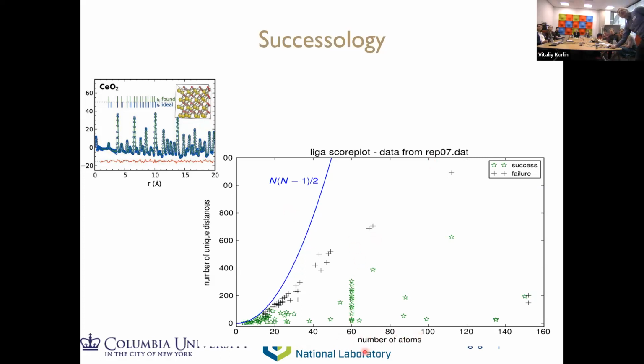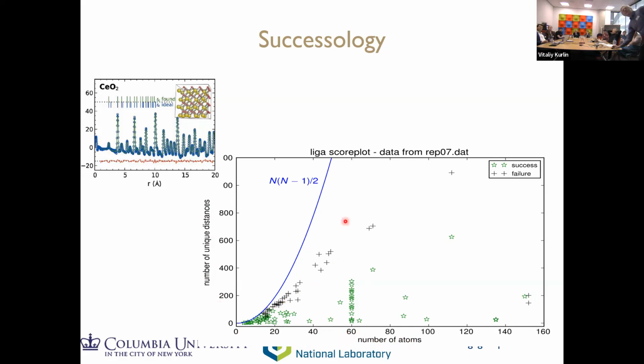So this is the number of atoms in the cluster. Star means success, plus means failure. And look, we're having success with huge clusters, like 150 atom clusters, and failure with tiny ones. But you can see that they separate on this graph. So what's going on here? This axis is the number of atoms in the cluster. This is the number of unique distances in the object. If you have a large number of atoms and a small number of unique distances, it means you have high symmetry, and vice versa.